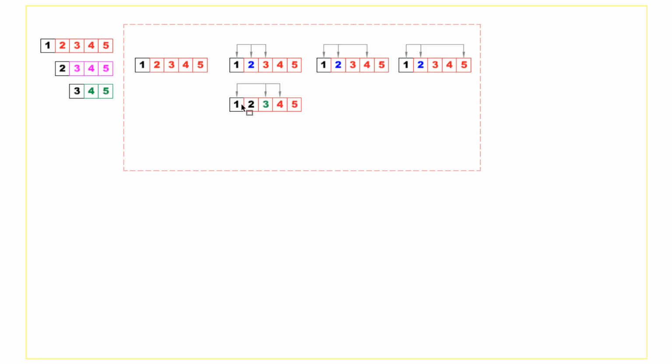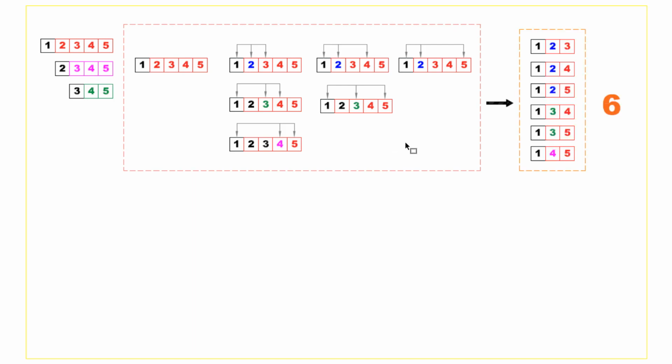So we start with the sequence 1, 2, 3, 4, 5. We combine 1 with the rest of the sequence. So we can have 1, 2, 3, and 1, 2, 4, and 1, 2, 5. And now we combine 1 with 3, 4, 5, so we have 1, 3, 4, and 1, 3, 5, and that's over. And now we combine 1 with 4 and 5, so we have 1, 4, 5, and now we generated 6 sequences.